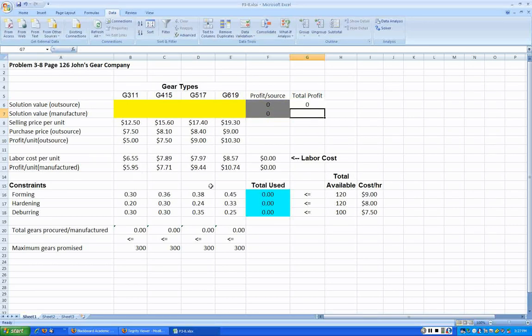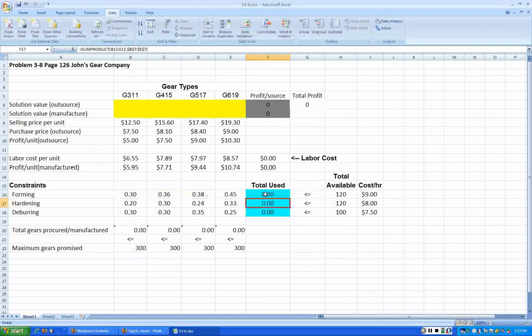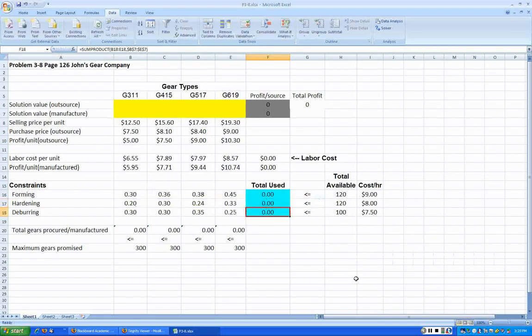So here is, if you were to be producing in-house, the number of hours that are consumed on forming, that depends on how many units we produced, times the respective consumption rate. That is the total hours used for forming. And likewise, for hardening, the number of units that we produce times the consumption rate on this resource, add them up, that gives us the total hours used in hardening. Likewise, for deburring, should be less than or equal to what's available.